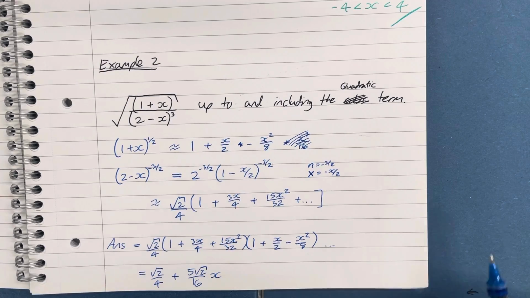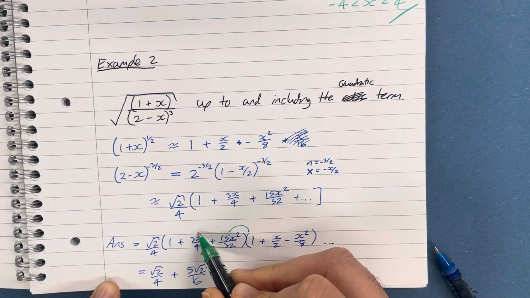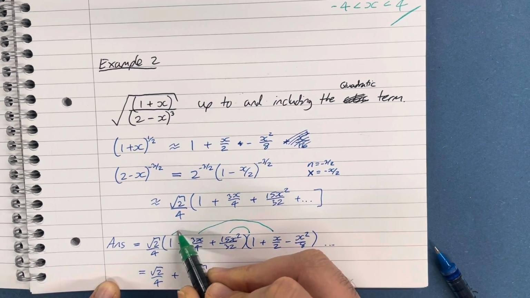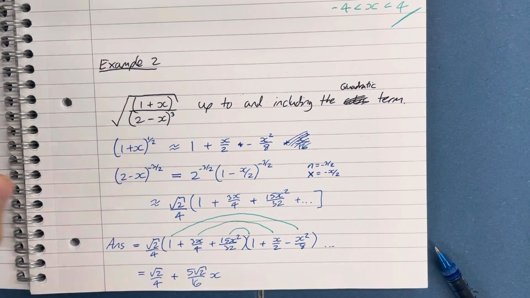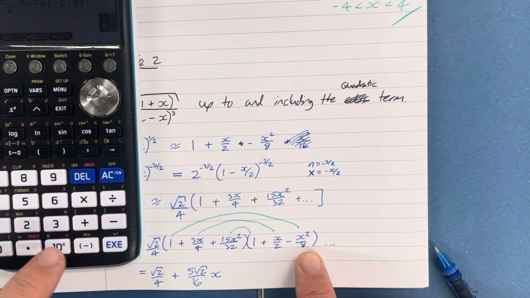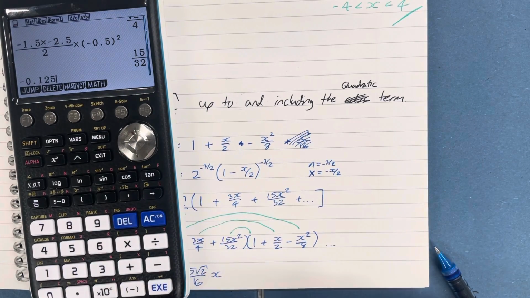And then finally the quadratic term, just be careful here because I've got a quadratic times a linear times a linear, and a constant times a quadratic. So all three of those will give a quadratic term. So I'm going to get minus an eighth. So minus an eighth, 0.125.